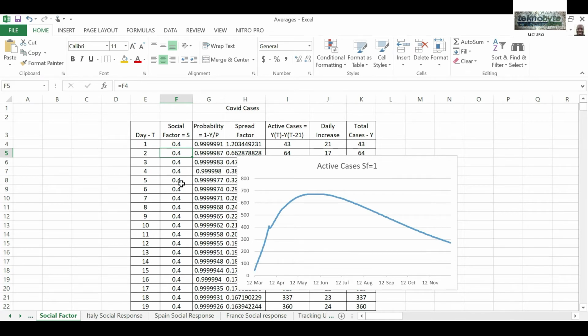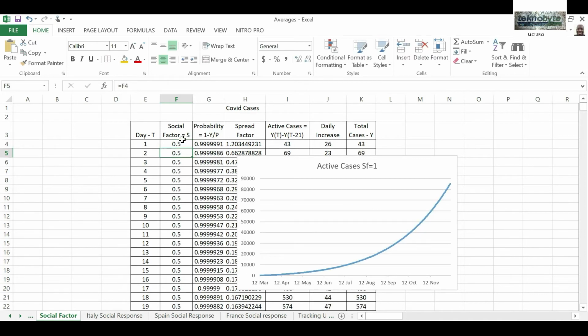But you can see that at 0.5, the cases are still building up. This tells us that there's a social factor value between 0.5 and 0.4, which marks the borderline between when the cases are building up and when the cases are going to die. I was able to determine the borderline value to be 0.453.